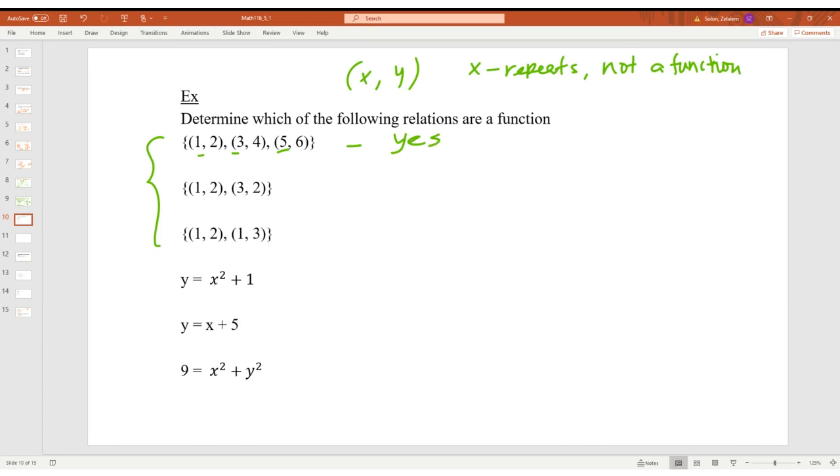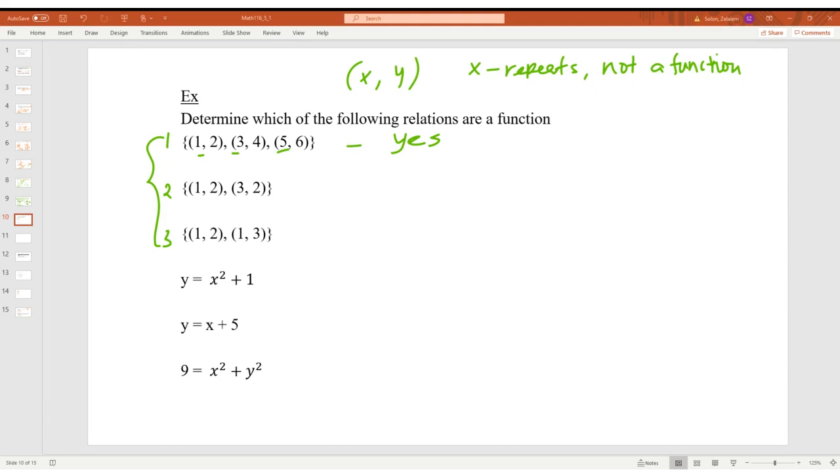Now for number 2 and 3, which one is a function, which one is not? So let's say this is 1, this is 2, this is 3. Identify if it is a function or not. Just number 2, is it a function or not? Just type yes or no.